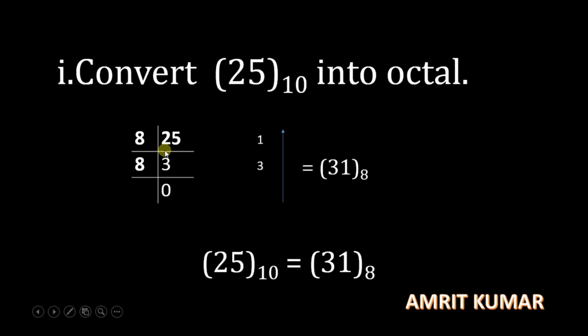So you are seeing here that we are dividing the decimal number by 8, the base of the octal number, and we are getting the remainder 1 here.